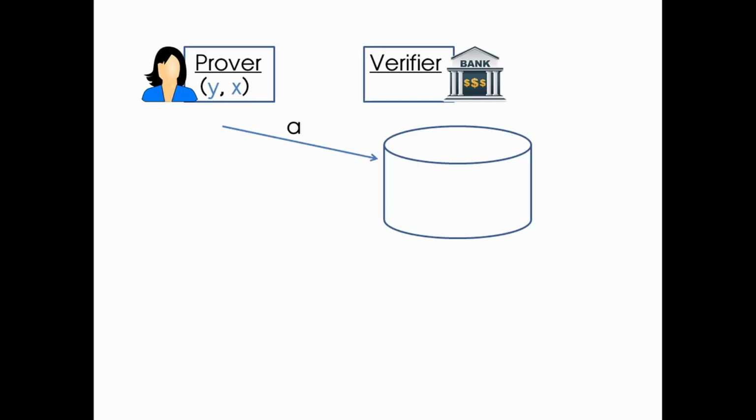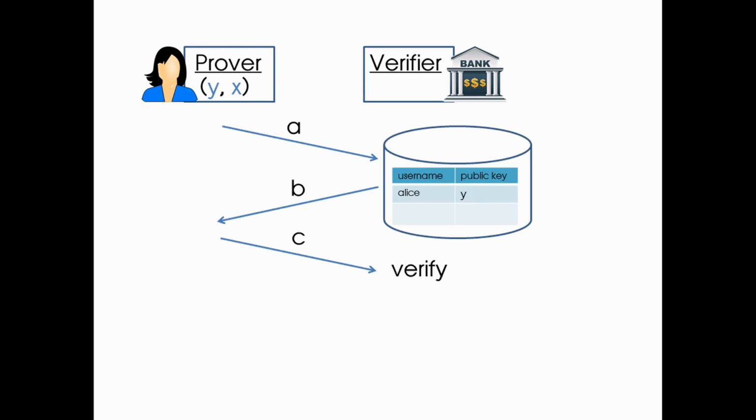Alice is going to send a message to the bank. The bank will send a challenge and Alice will respond to the challenge. So there will be three messages, A, B, and C. And at the end, the bank will verify the messages that Alice has sent and will conclude that Alice either knows the secret X or that she does not know the secret X. And through this proof, no information will be revealed to the bank at all. The only thing that the bank will learn is that Alice indeed knows X.